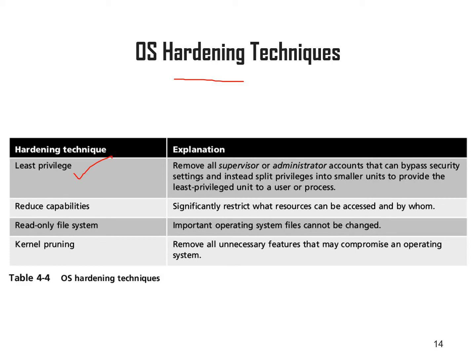We can give least privileges, reduce the capabilities, use read-only file systems, and kernel pruning. Kernel pruning is a very important concept. It will remove all the unnecessary features that may compromise an operating system. That is called kernel pruning: removing all the unnecessary features that compromise a particular operating system.